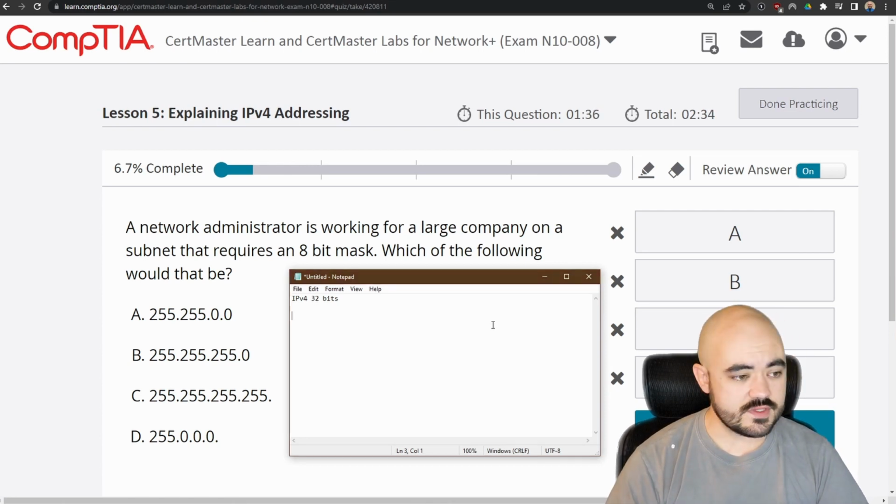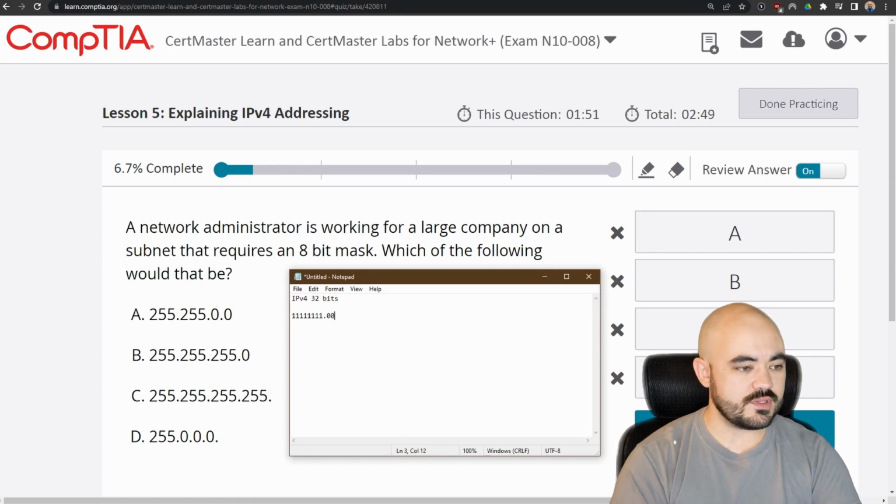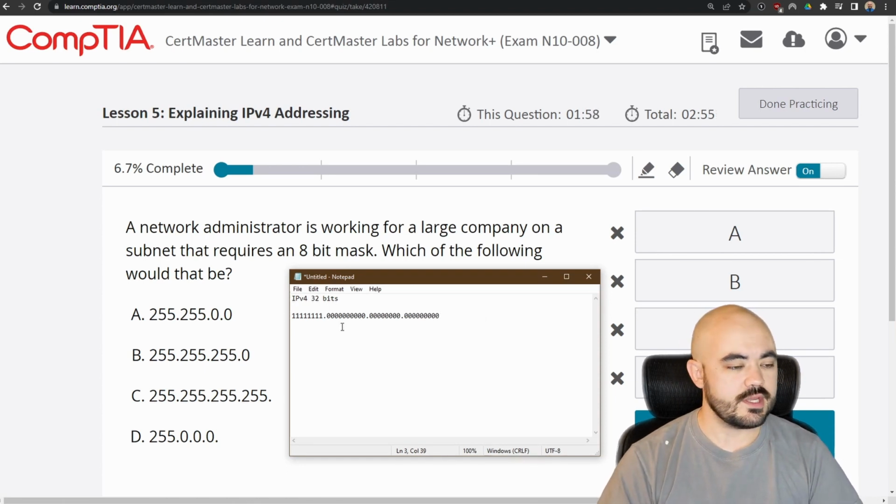An easy way to think of this is just to write out the ones. 1, 2, 3, 4. 1, 2, 3, 4. And we know that would be 1 octet. That's actually already 8. So the rest of the IP address would be 8 and then 8 and then 8. This is what an IP address looks like in binary. So, an 8-bit mask means we have 8 ones, which is equal to 255.